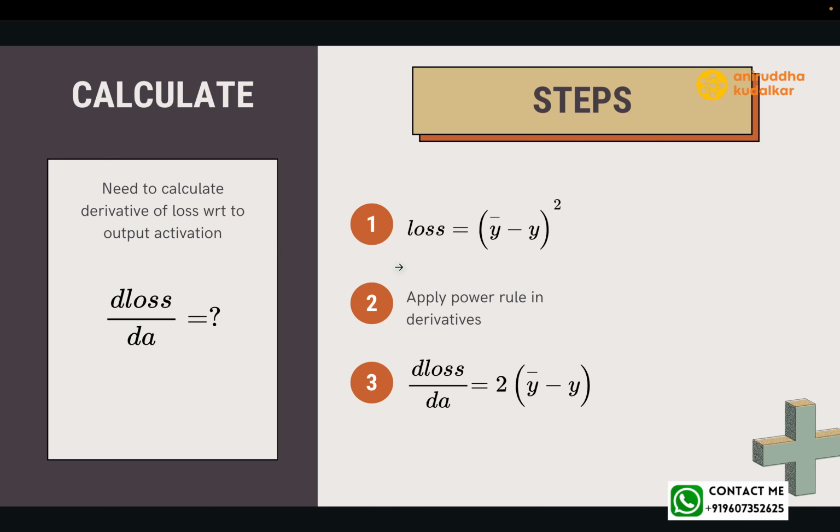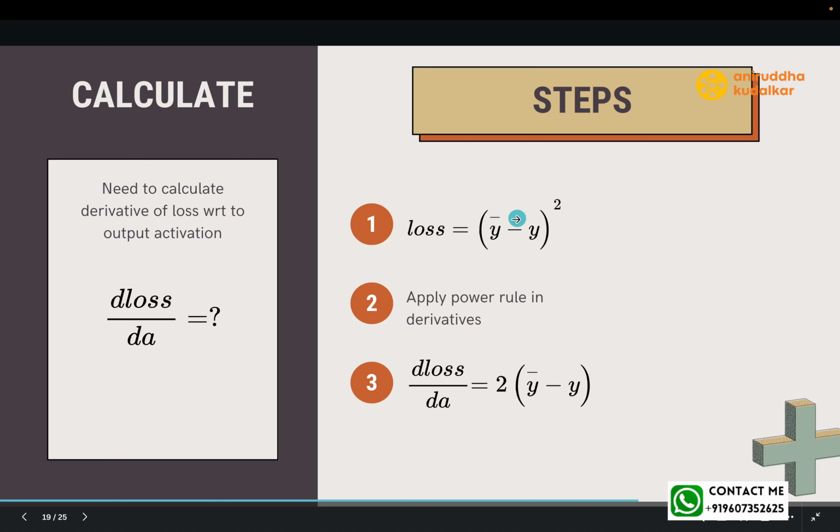Derivative is nothing but what? The rate of change of one thing with respect to another thing. That's the mathematical meaning, and in calculus we use this. So what is the equation of the loss? Loss is equal to (y dash minus y) squared, and we need to take the derivative of this equation with respect to A. So y dash becomes A now.